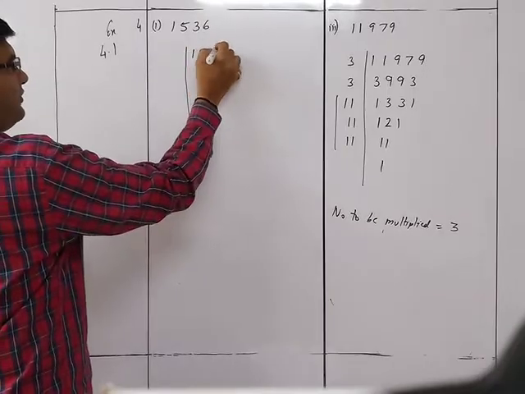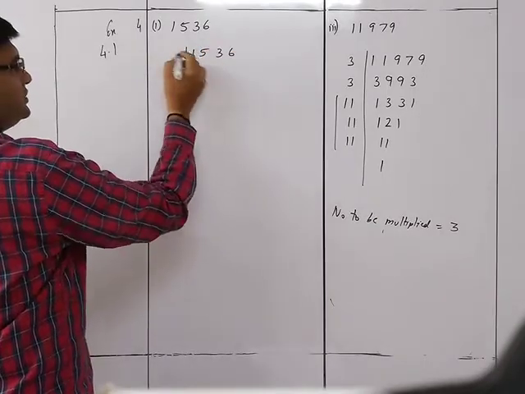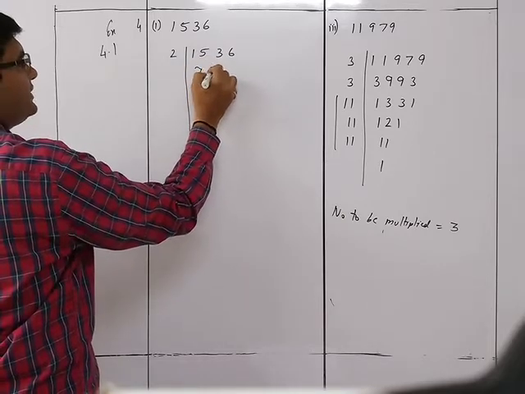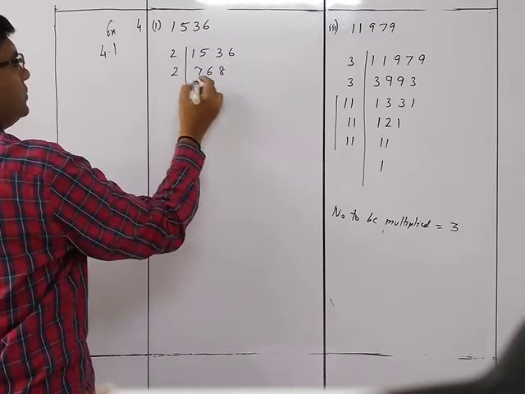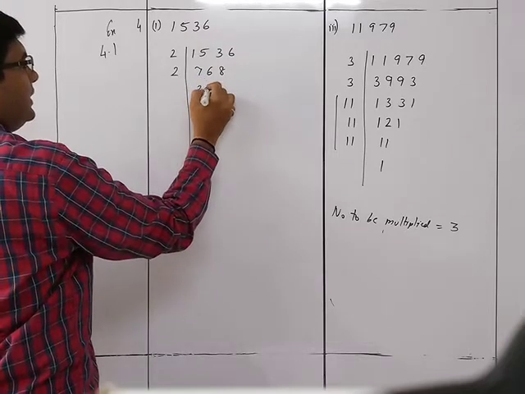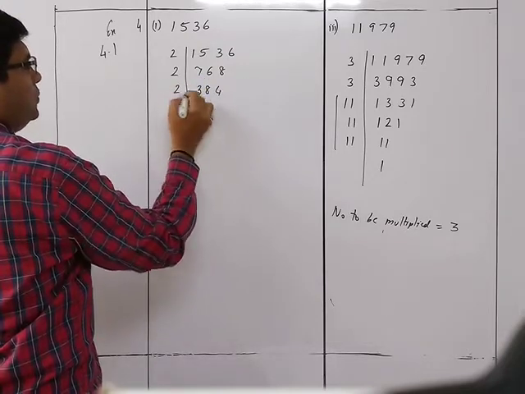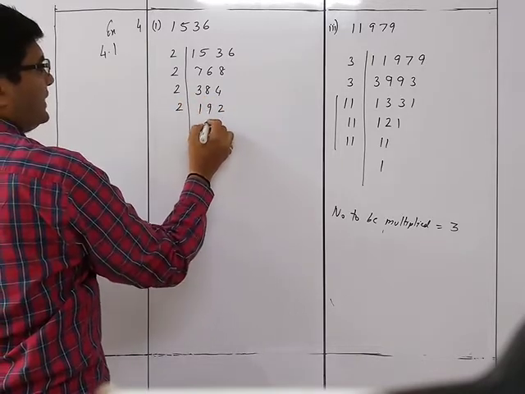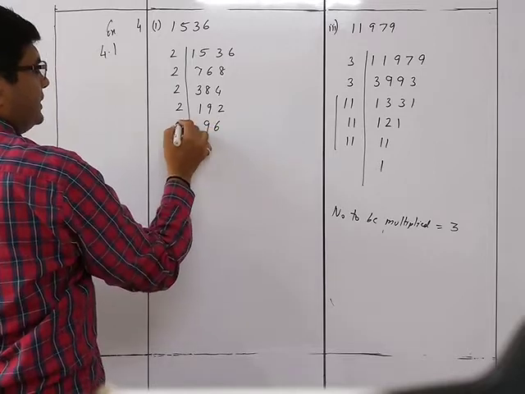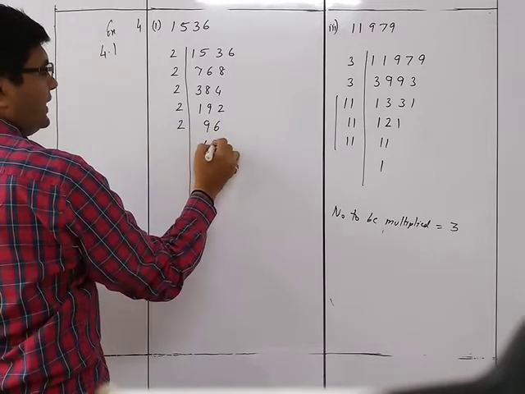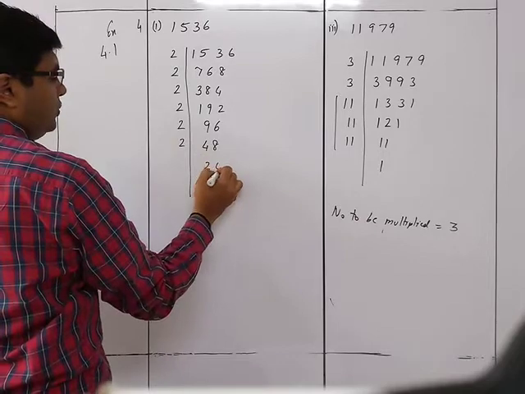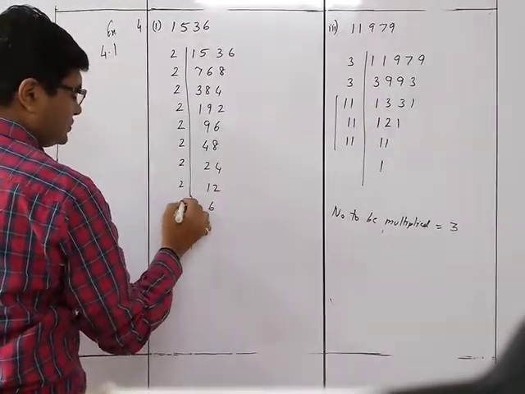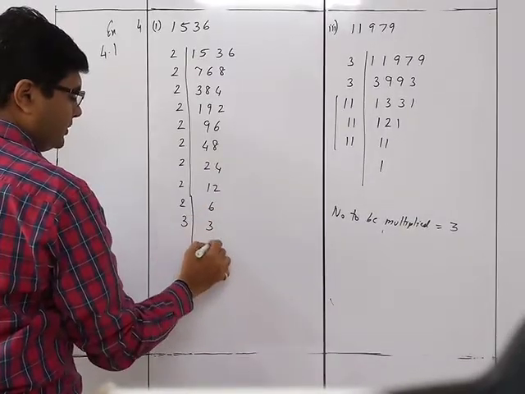1536. You first take it by 2, that will give me 768. Again 2 will be 384. Again 2 will be 192. Again 2 will give me 96. Again 2 will give me 48. Again 2 will give me 24. 2 will give me 12. 2 will give me 6, 2 will give me 3 and 3 will give me 1.